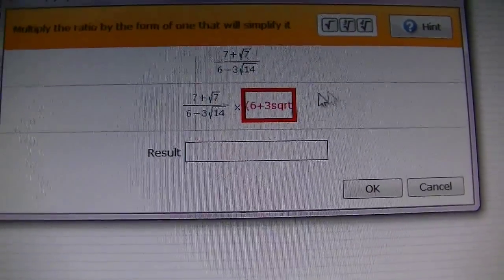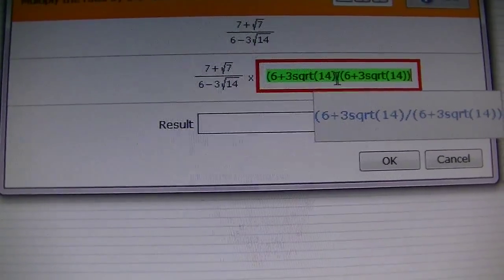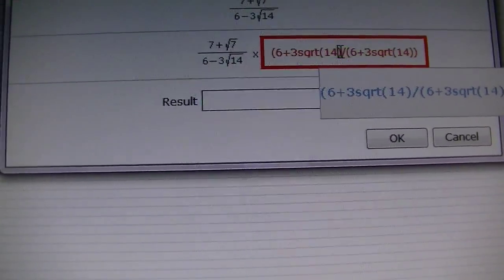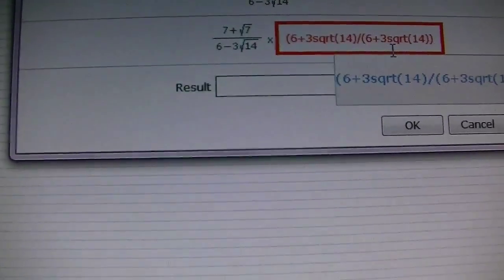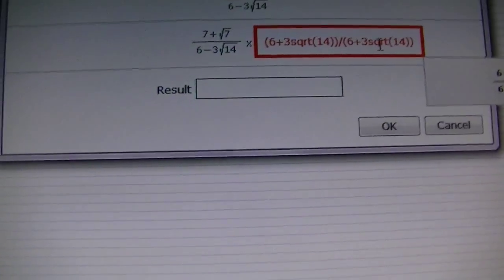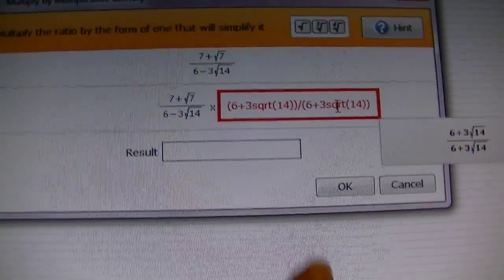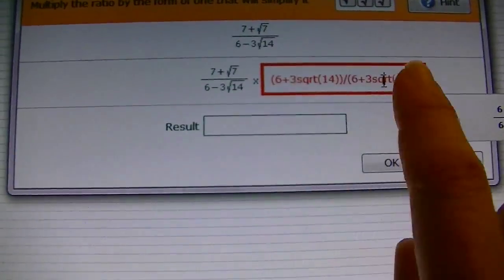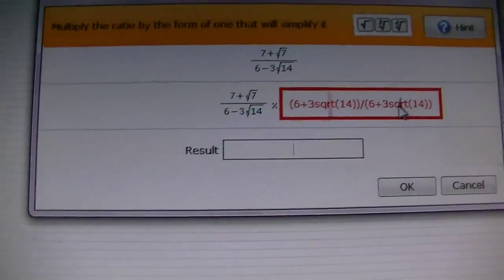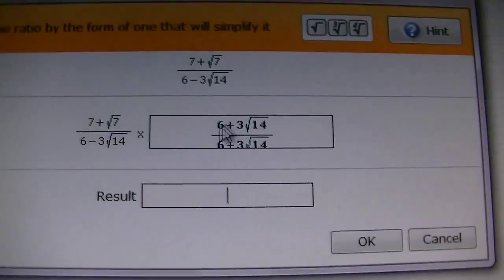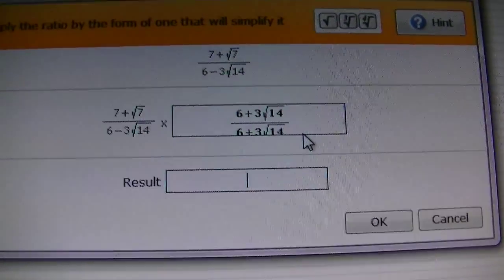Ah, that's my lucky day. It looks like I need another parenthesis here. Okay, let's try that. I need another parenthesis to show that this whole thing is on the top, the numerator, and this whole thing is the denominator. There. Okay, so we've got the conjugate over itself there.